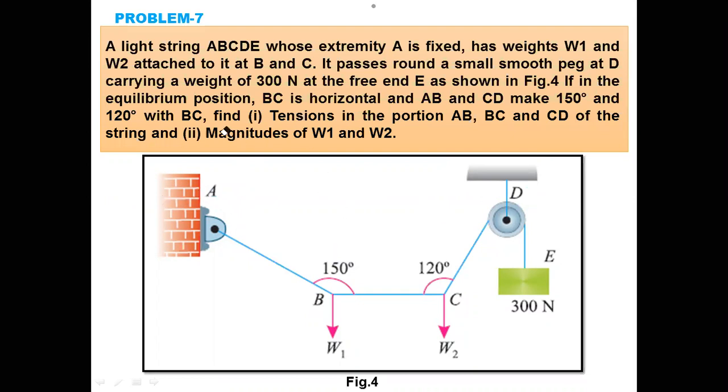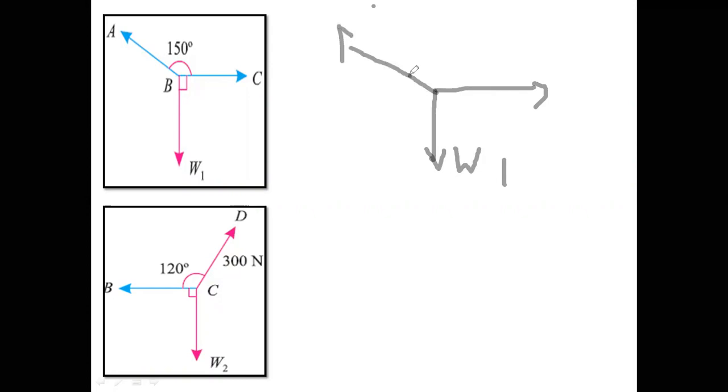Along with that, determine the unknowns W1 and W2. First, we should draw the free body diagram at B and C. From point B, there is the self-weight W1, and from B to C the force is exactly perpendicular to it, and from B to A there is an angle of 150 degrees with respect to C. So totally the free body diagram at B will appear like this.